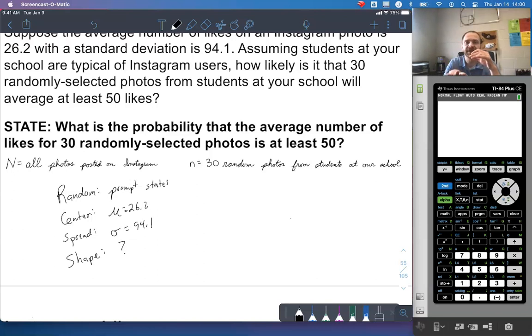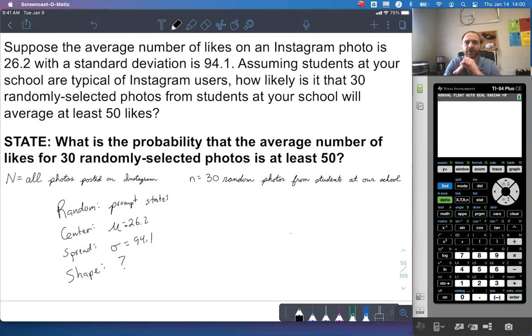When I'm reading the prompts and going through it, yes, I have the state, plan, do, conclude, but I'm also going to make sure I'm looking for, was it done randomly? Because if it was done randomly and done properly, I can apply inference steps. What's the center? What's the spread? And does it tell me shape? In this case, it does not describe shape. I don't know whether it's a normal population, approximately normal shape for the population, or if it's skewed right or skewed left. I have no idea what the shape of the population is going to be. And so since my shape is unknown, I'm most likely going to be applying my central limit theorem.